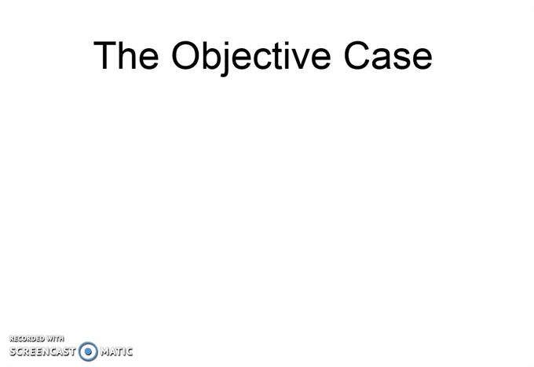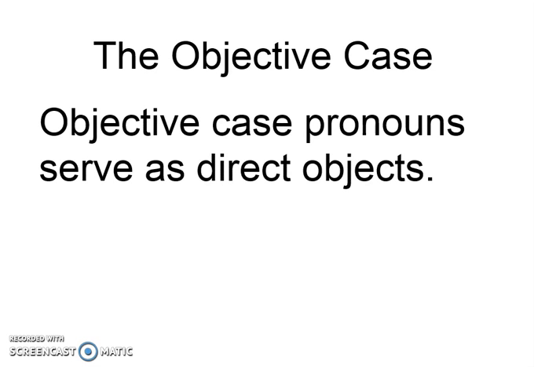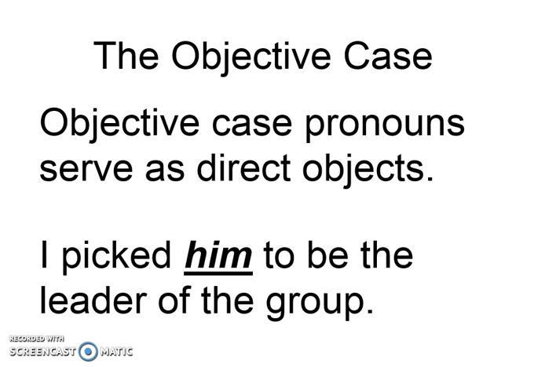Okay, objective case pronouns. Objective case pronouns serve in three different ways. First way is as direct objects. Here's an example. I picked him to be the leader of the group. A direct object answers who or what after a verb. So in this case, the word him answers whom I picked.